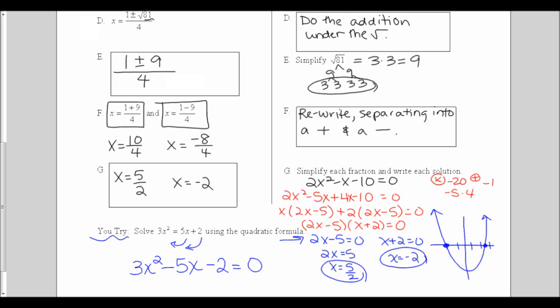I want you to pause the video while you do this try. You may need to do it on a sheet of notebook paper because this is taking up a lot of space. And then check the video after you've paused.